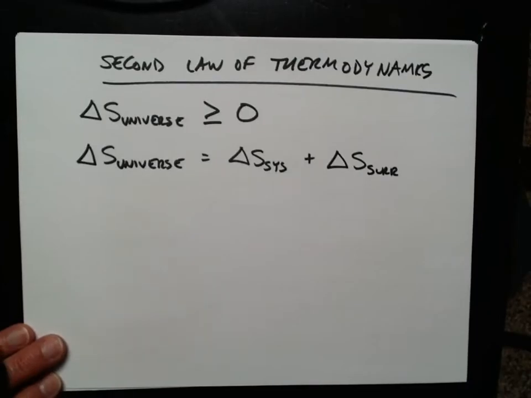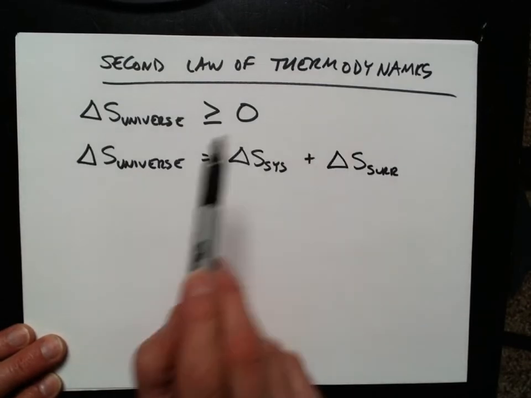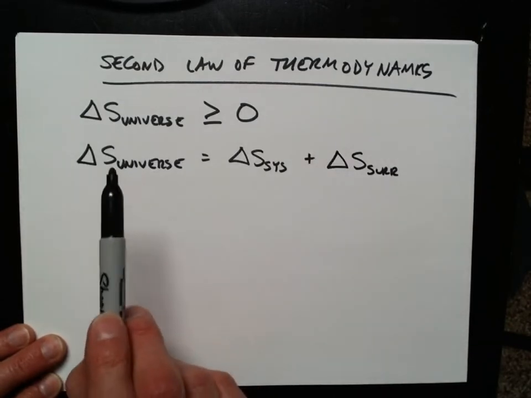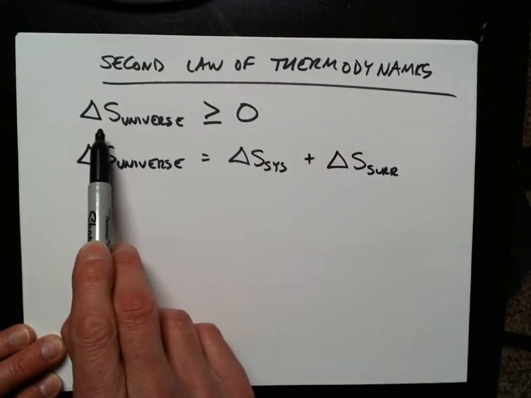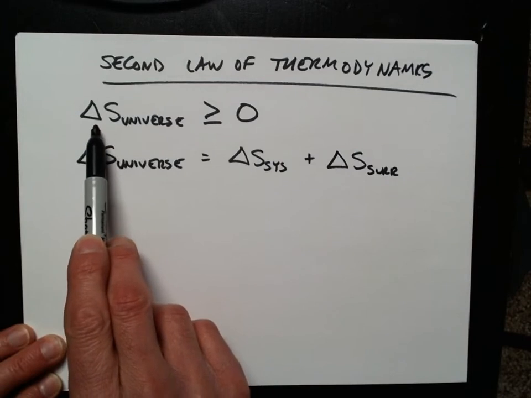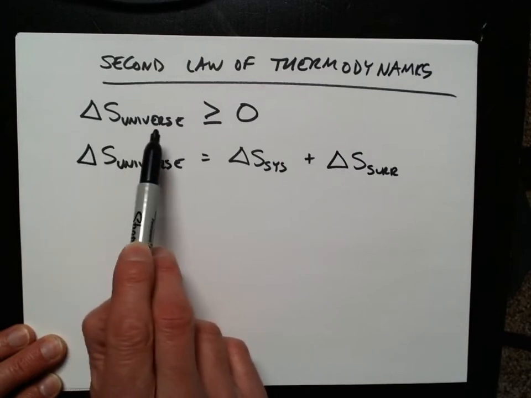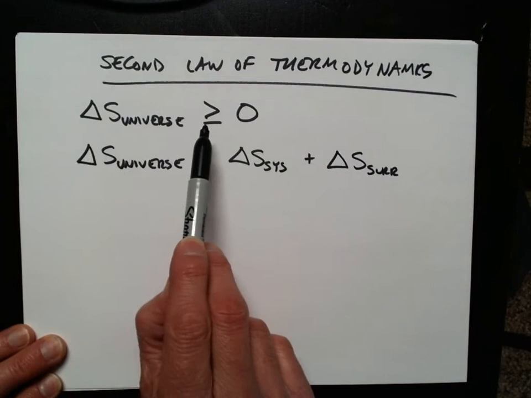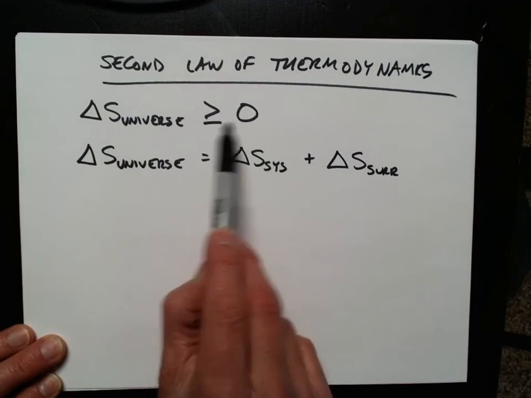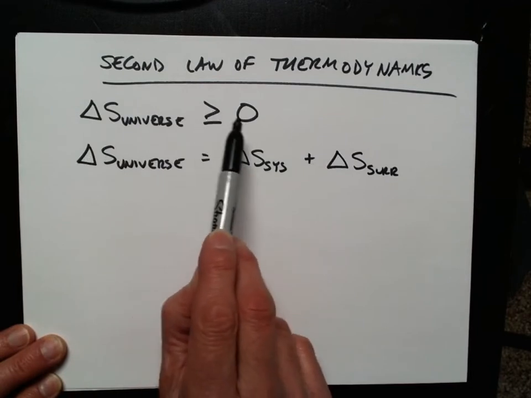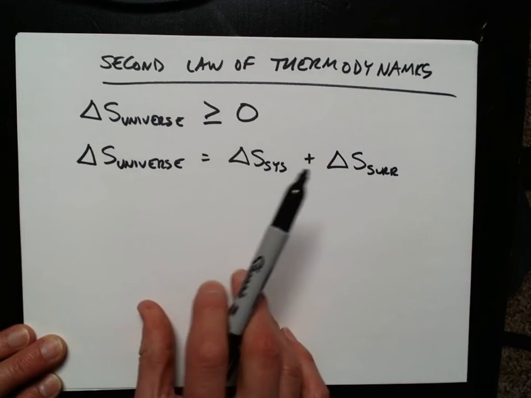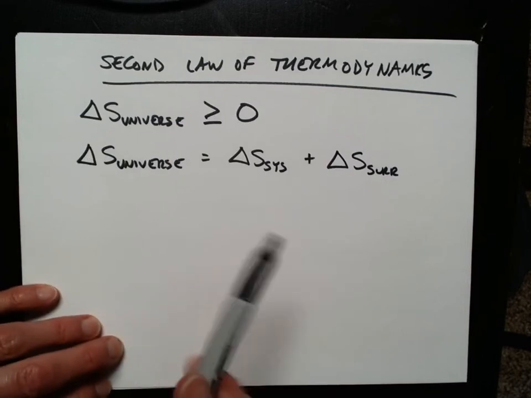I'd like to go back to the second law of thermodynamics and relate it to a familiar equation to you. So first, we're going to understand that the second law says that the change in the entropy of the universe is always going to be increasing. So it's always going to be greater than or equal to zero. It's going to be a positive value. The entropy of the universe always increases.